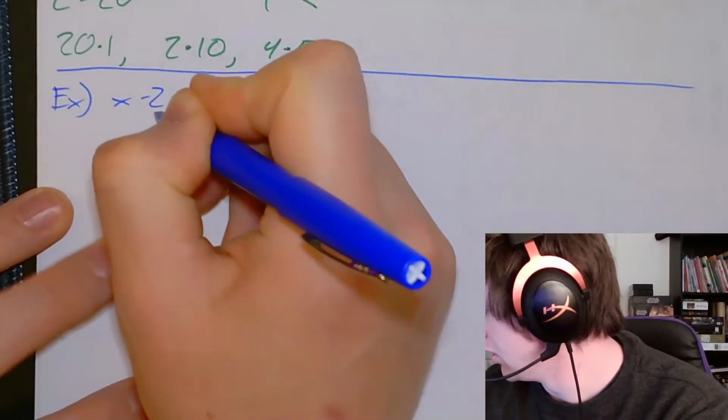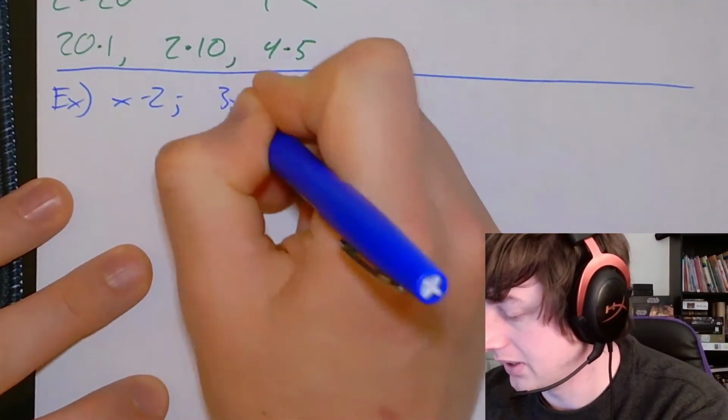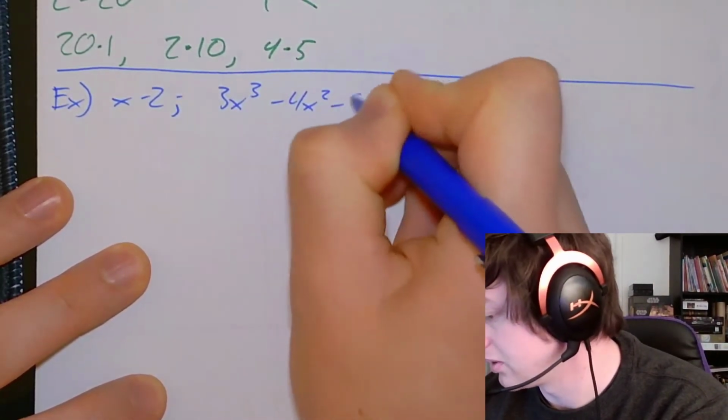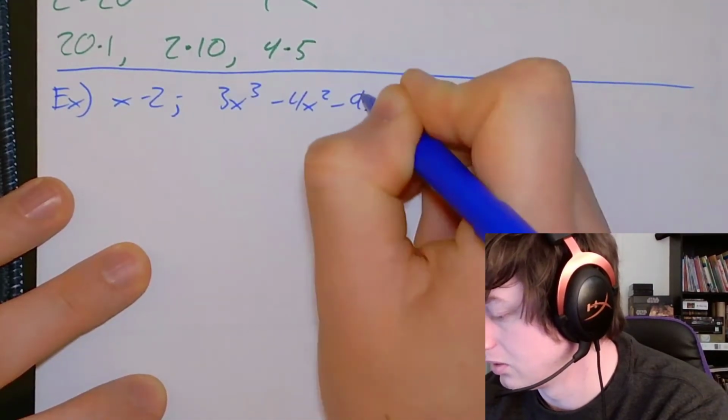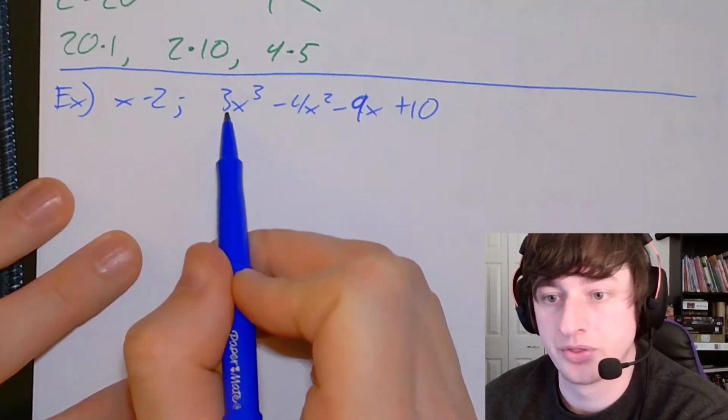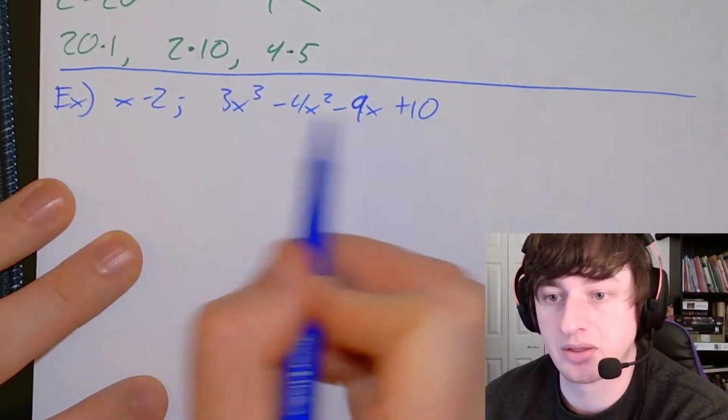So we're going to factor x minus 2 out of 3x cubed minus 4x squared minus 9x plus 10. Notice this has a 3 at the beginning here. There's not a greatest common factor to take that 3 out.